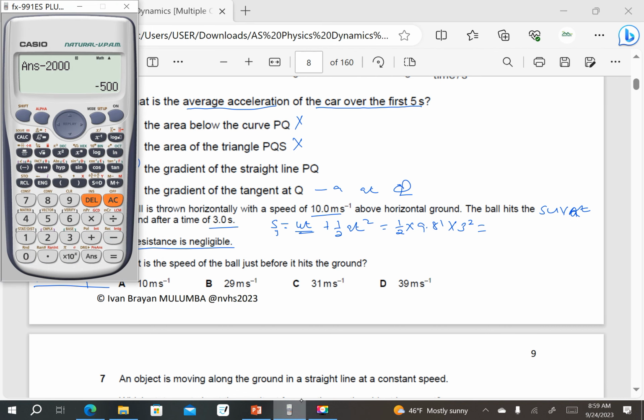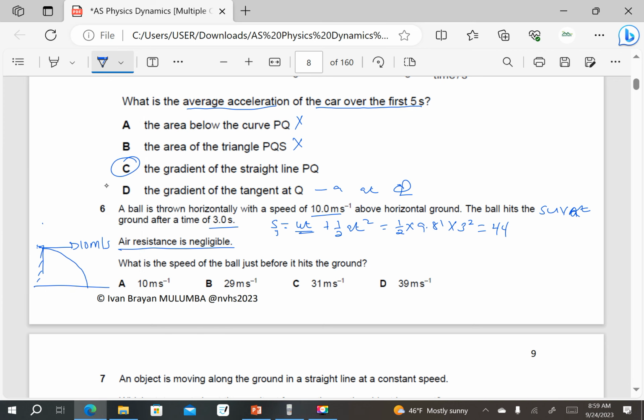So when I check with my calculator, I have 0.5 times 9.81 times 3 squared. This is going to be approximately 44 meters. That is the vertical displacement.